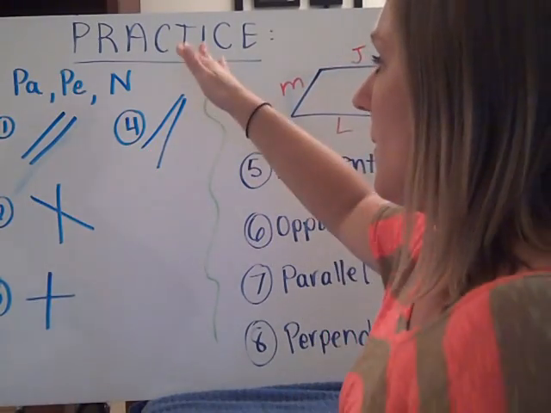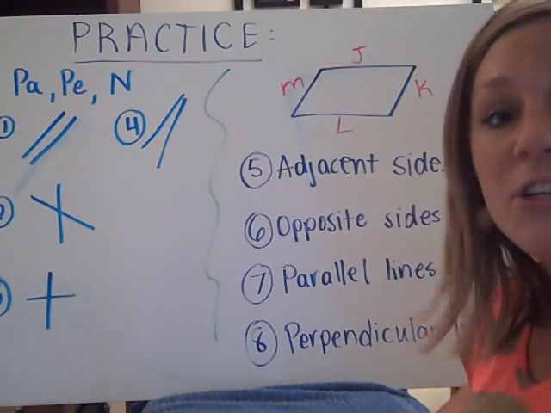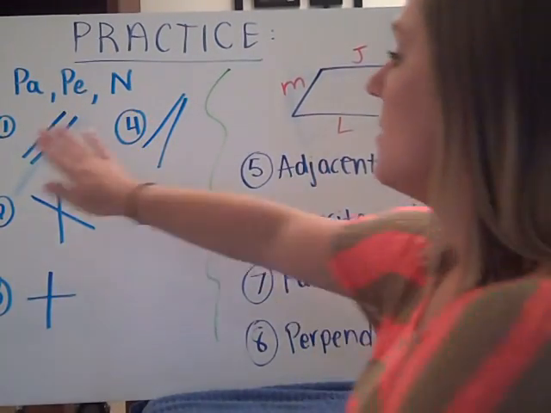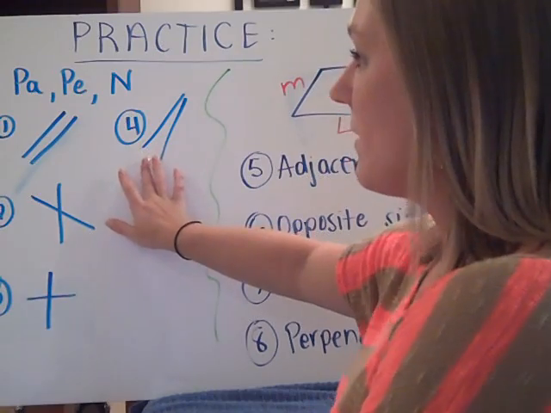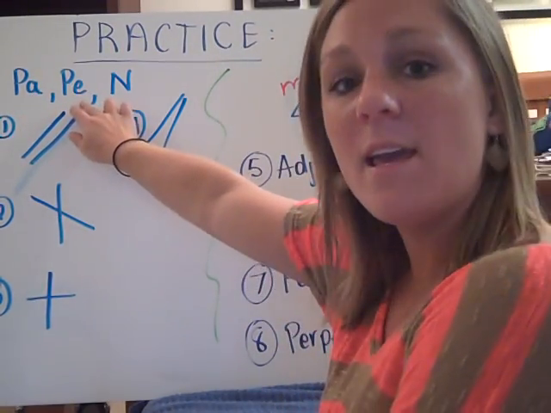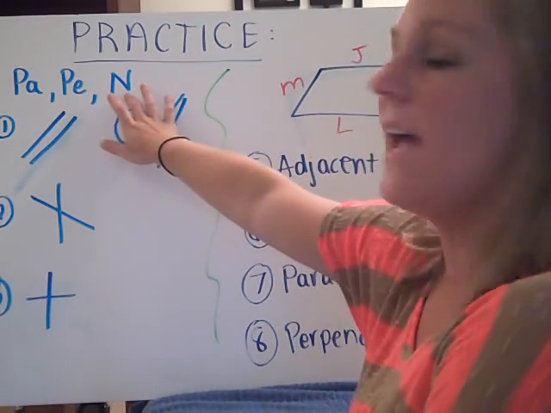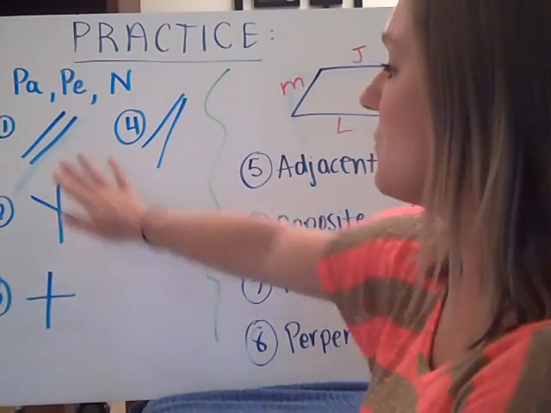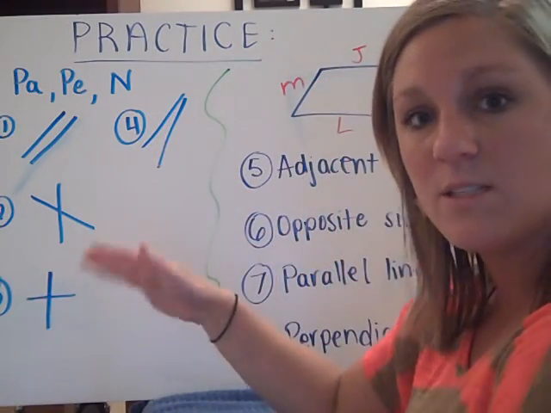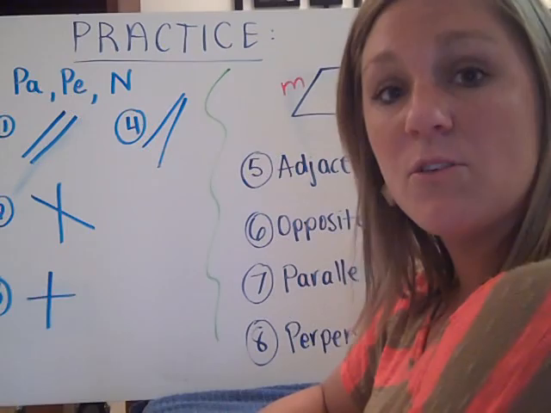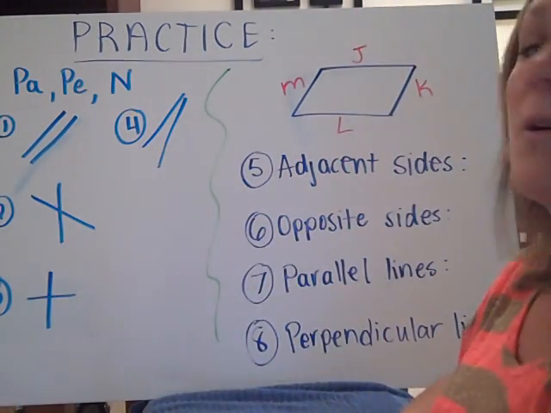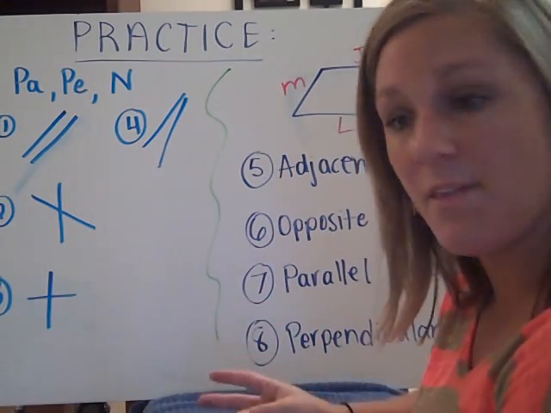Here's our practice for you this evening. I've numbered them 1 through 8. For numbers 1 through 4, you can just put a PA if it's parallel, a PE if it's perpendicular, and an N if it's neither. So look at these lines, think about the meanings, go back, look at your definitions if you need to, rewind and go back through the practice example. Which of these are parallel, perpendicular, or neither?